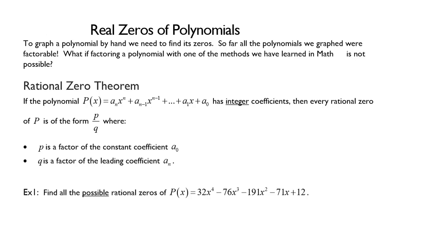Welcome to part 1 on real zeros of polynomials. To graph a polynomial by hand, we need to find its zeros. So far, all the polynomials we've graphed were factorable. What if factoring a polynomial with one of the methods we've learned in another math class is not possible?